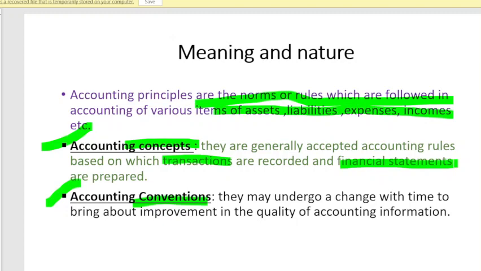Then come the accounting conventions. Accounting conventions keep on changing with time. Just take an example: during the 1980s, some pattern or method of depreciation may have been charged, but with the changes in time, technology, trends and demand, conventions may have changed based on the need of the time. The applicability of certain rules may have changed. So those accounting conventions undergo changes based on the need of the time.